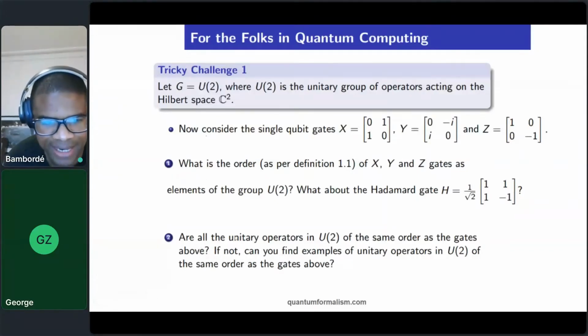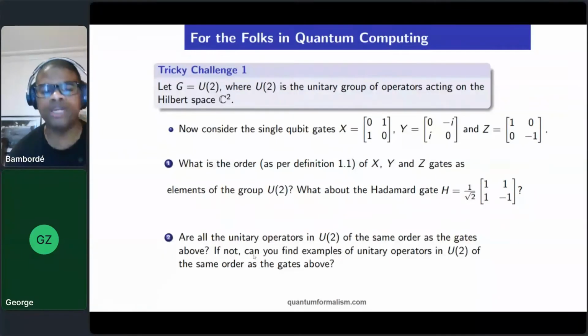Now, here's another trickier one. I'm not even sure whether I phrased this question correctly. Are all the unitary operators in U(2) of the same order as the gates above, or are they just an exception? And if not, can you find examples of unitary operators of the same order as the above gates? Or I could also say of different order. Let's do both. Try to find other unitary operators that are not these ones but have the same order, and try to find other ones that do not.